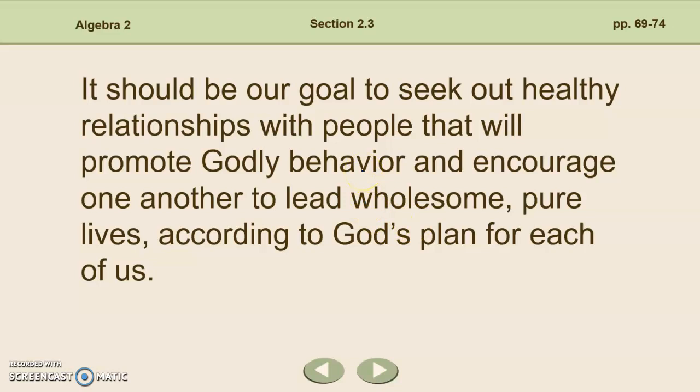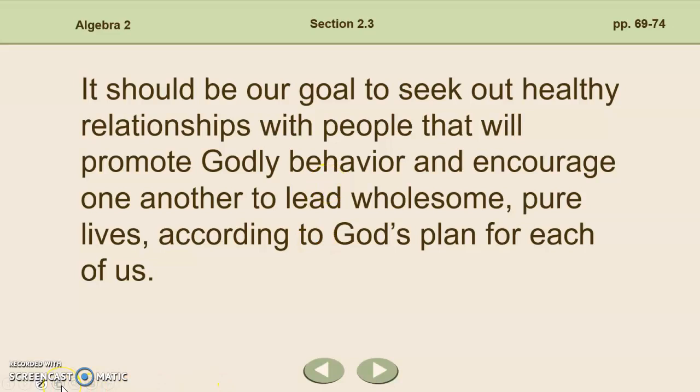We know that there are relationships in math between x and y coordinates. There are relationships in science. There are relationships in history. We see relationships between people and events, cause and effect, everywhere we look. And our goal for you is that you are choosing people and relationships with people who will cause or affect your life in such a way that it promotes godly behavior and encourages you to lead a wholesome and pure life.